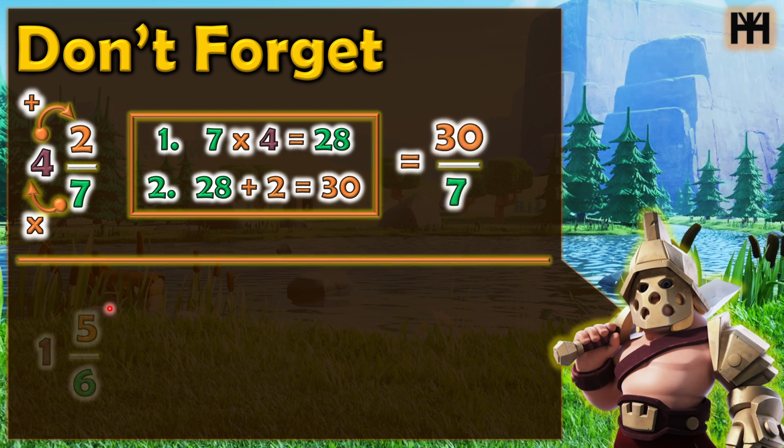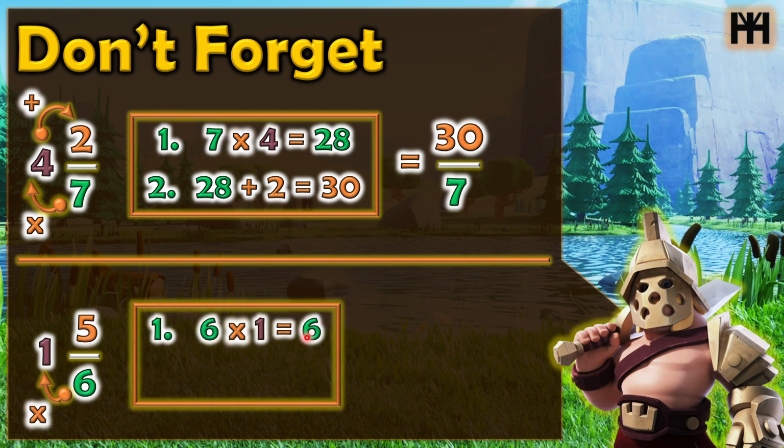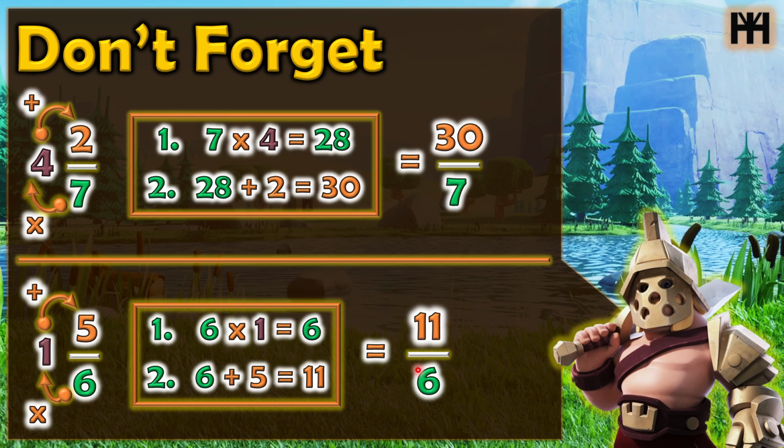Okay, let's take another example here. Let's say 1 and 5 over 6. So we multiply the 6 and the 1, so 6 times 1 is 6. Then add the result with 5. So 6 plus 5 is 11. So it will be 11 over 6.